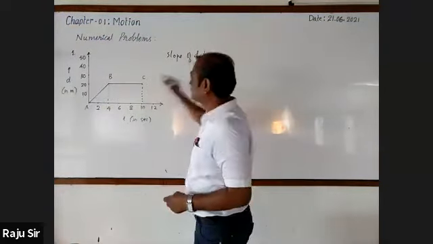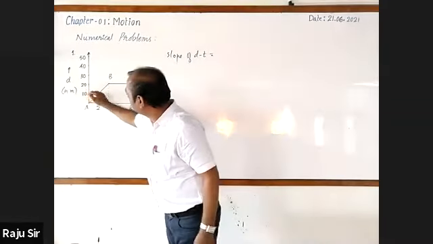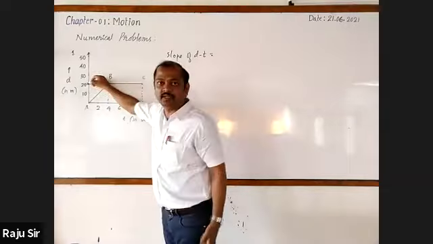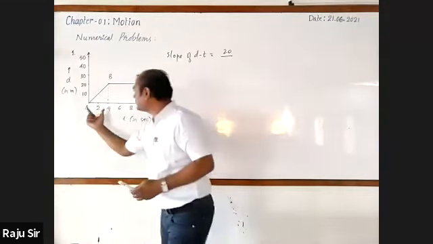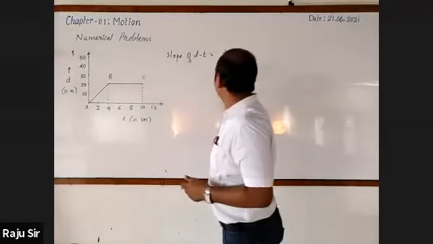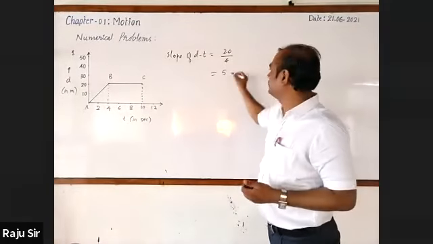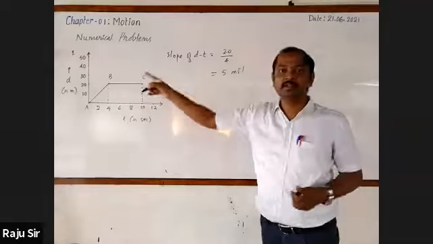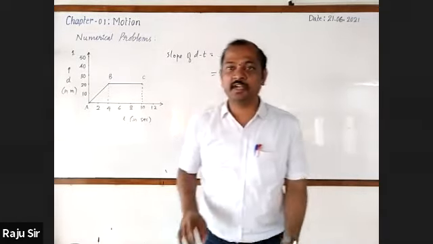Vertical distance is, look at this one, from here to here. How much is it? From 0 to 20. It is 20. By horizontal distance from 0 to 4. It is 4 seconds. So 20 by 4, it is 5. Unit is meter per second, because it is speed or velocity. Did you all understand?